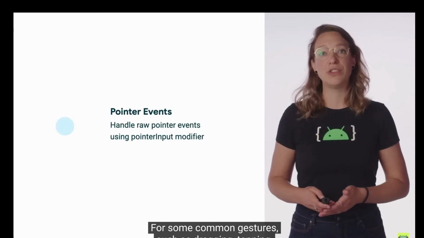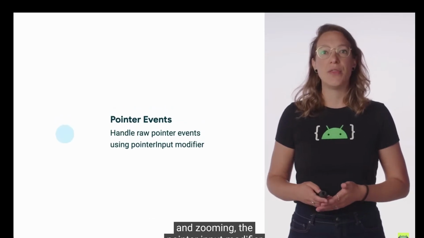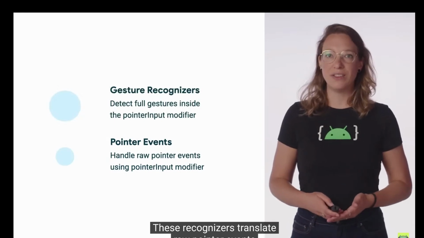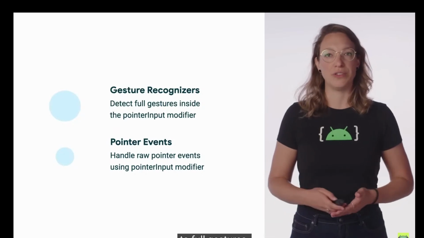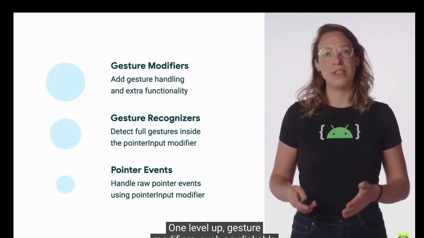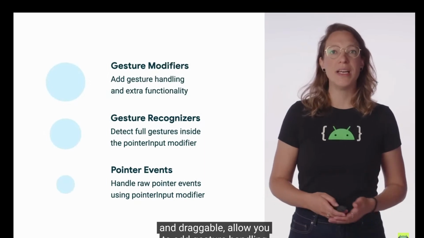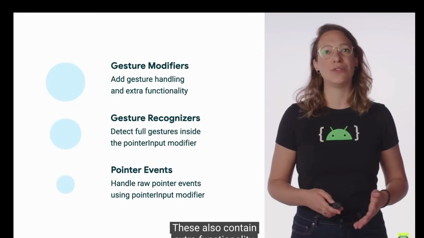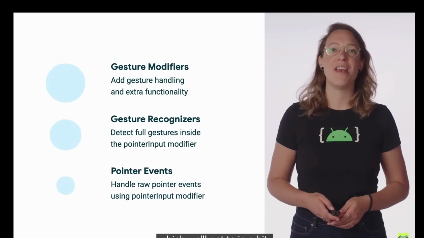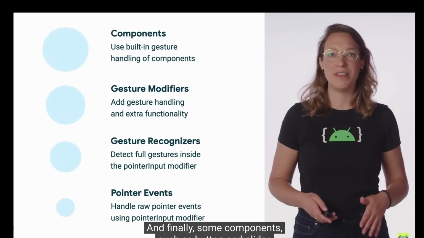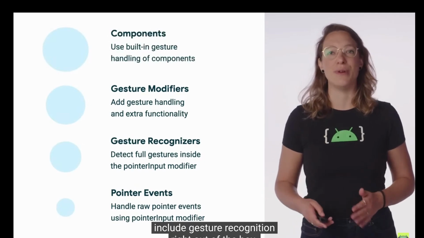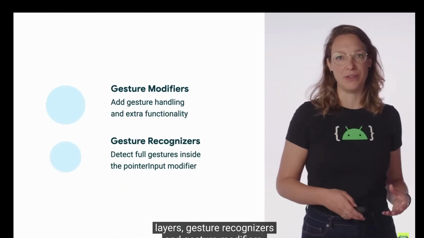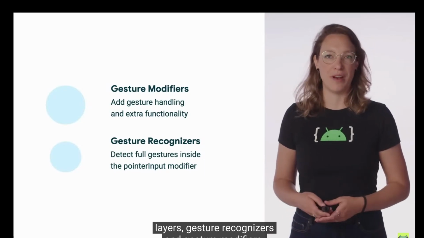For some common gestures, such as dragging, tapping, and zooming, the pointer input modifier contains a set of gesture recognizers. These recognizers translate raw pointer events to full gestures. One level up, gesture modifiers such as clickable and draggable allow you to add gesture handling to arbitrary composables. These also contain extra functionality, which we'll get to in a bit. And finally, some components, such as button and slider, include gesture recognition right out of the box. In this video, I will focus on the middle two layers, gesture recognizers and gesture modifiers.